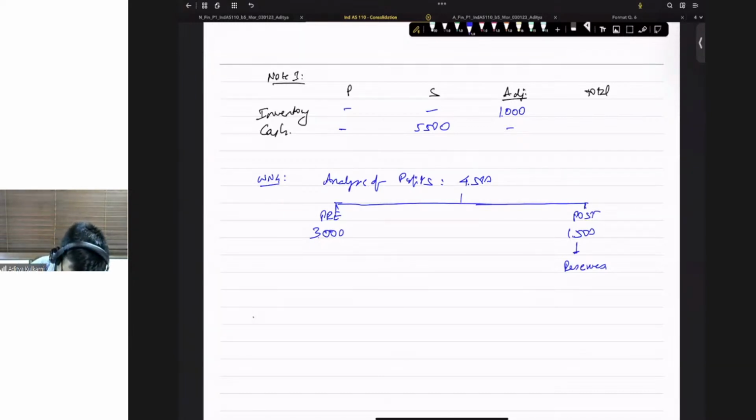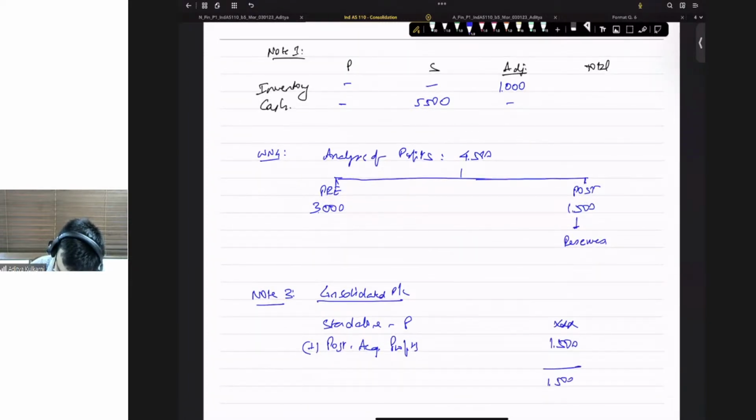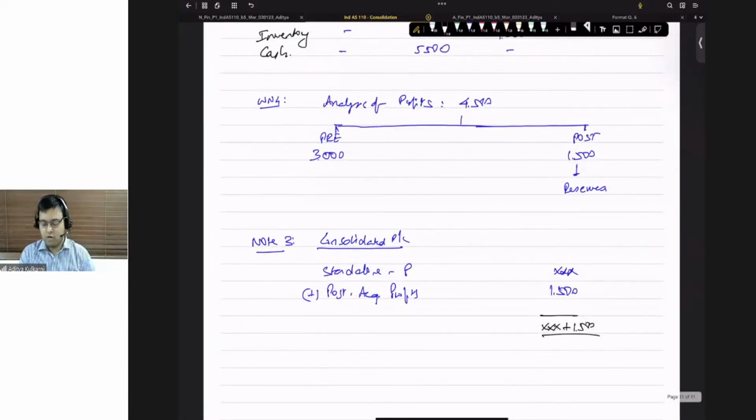So therefore, if I talk about note number 3, consolidated P&L: standalone of the parent, whatever be that figure, add post-acquisition profits of 1,500. This is how it looks.